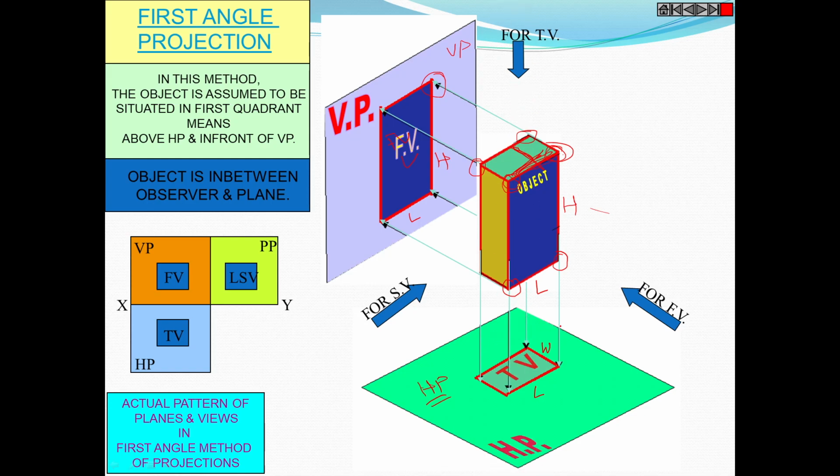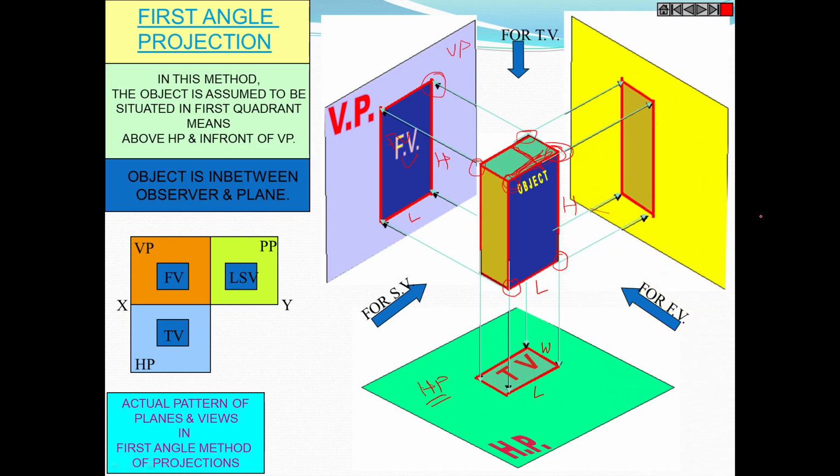The top view is on the horizontal plane, and these are the side view projections. You can see the side view of the object, again a rectangle. Is length coming into the picture? No, in the side view only height and width come into the picture. This is the width of the object, this is the height of the object. So we get here the side view.